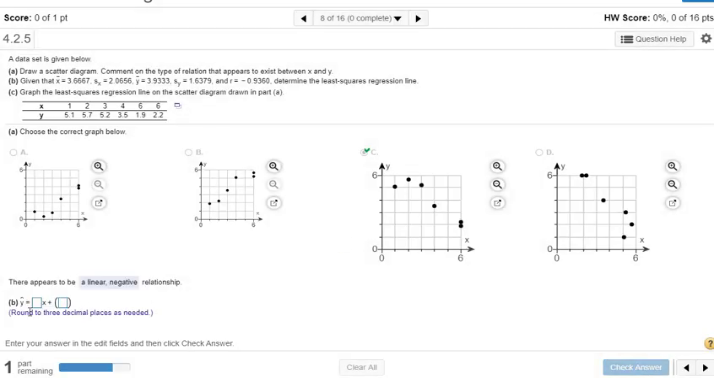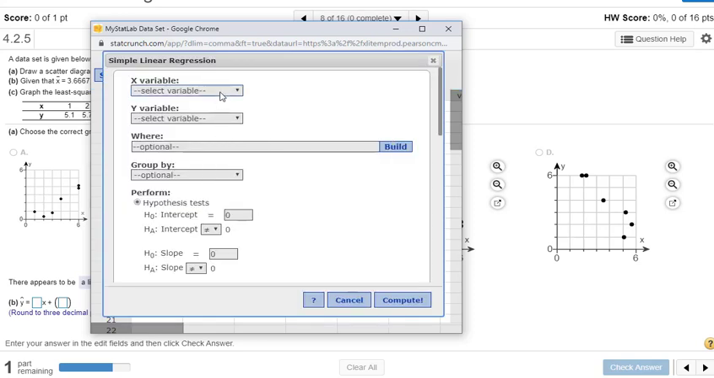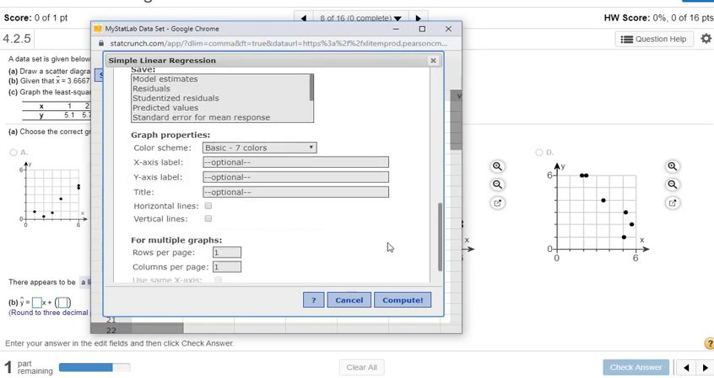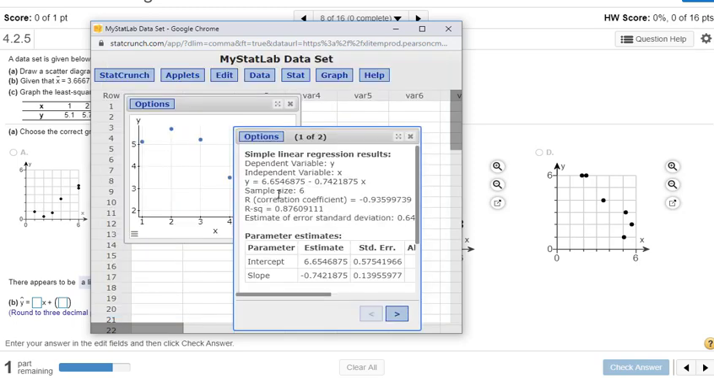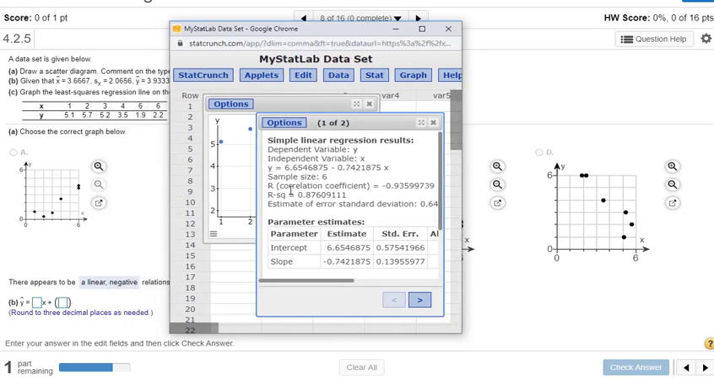Okay, now we need the equation. So let's go back into StatCrunch. I'm going to go to Stat, Regression, Simple Linear. X is X and Y is Y, and then just press Compute. Okay, so y is, and let's look at the rounding, 3 decimal places. Now notice what they did here. In statistics, we usually put the X term second. But the way they've got it written here, the X term is first. So just keep that in mind.